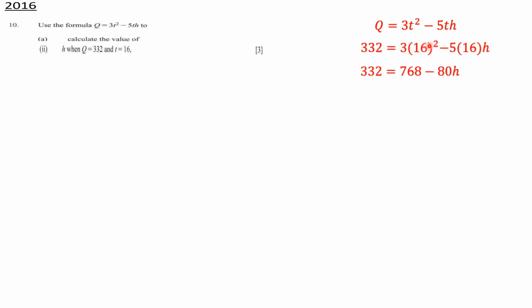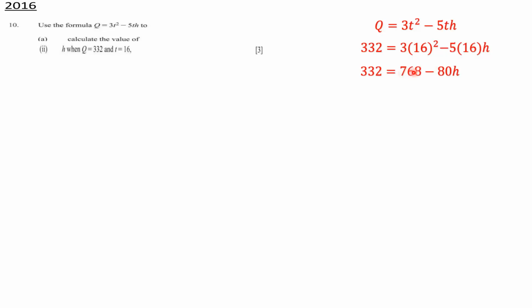So 3 times 16 squared is going to be 768. How do we do that? First, let's do 16 squared. 16 squared is 256. That's 16 times 16. And then we multiply that by 3, which is 768. Minus, what is 5 times 16? 5 times 16 is 80. So we have negative 80h.